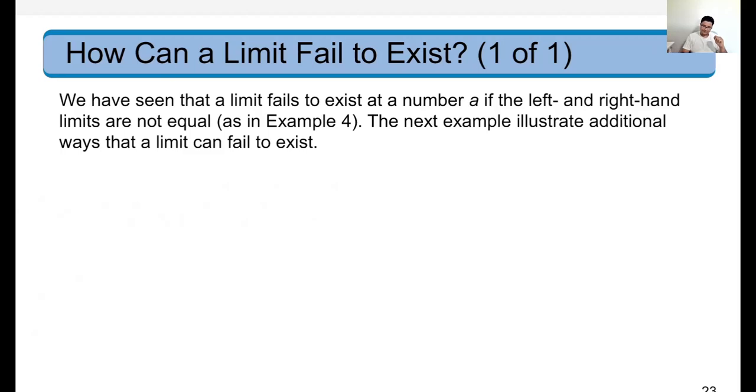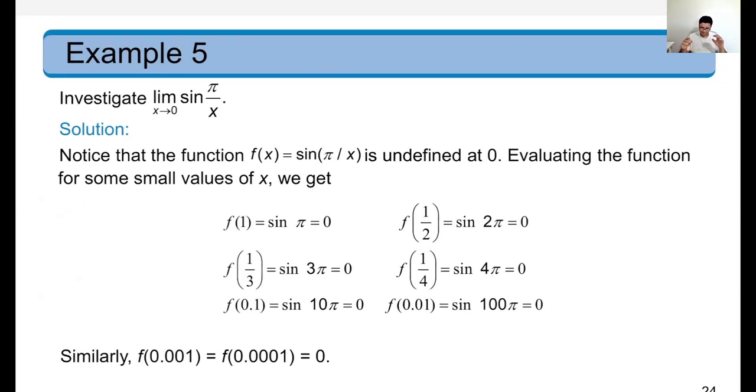Left and right limits exist but are not equal, or either the left-hand limit does not exist or the right-hand limit does not exist. These are all situations where the limit fails to exist.